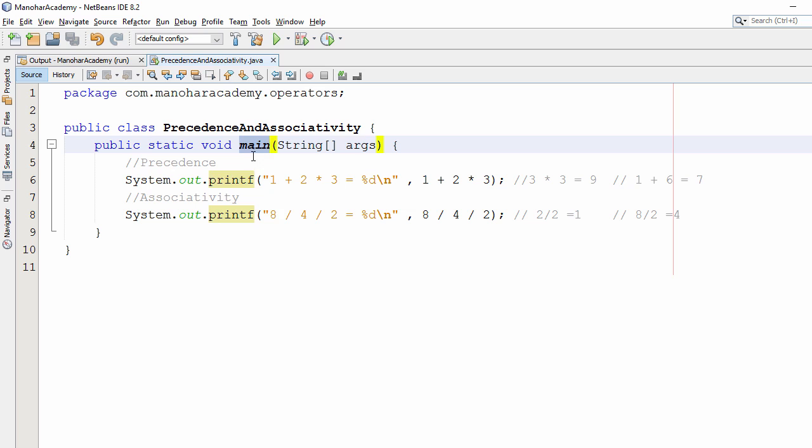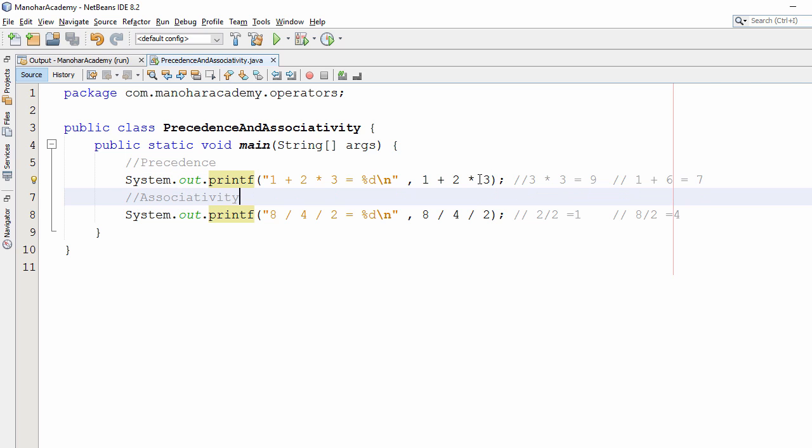In the main method, I am trying to calculate the value of 1 plus 2 into 3. So here there is an addition operator. Also there is a multiplication operator. So what is the value of this expression? Will it be 1 plus 2, that is 3, into 3, that is 9? So if addition happens first, then the value will be 3 into 3, that equals 9. Or if the multiplication happens first, then it will be 3 into 2, 6. So 1 plus 6, that is 7.